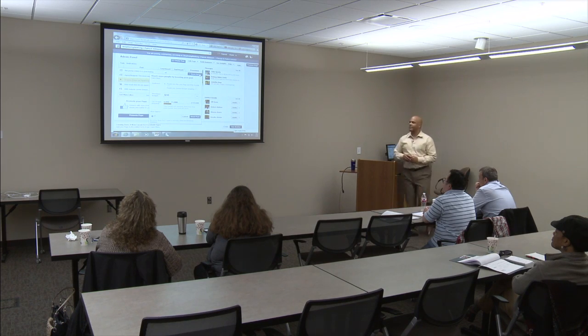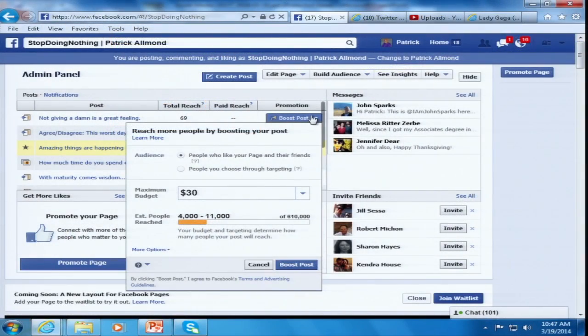I click on that now, and it tells me, we'll do this for you if you give us this amount of money. So by default, it's saying, you know what, spend $30, and we estimate that we will jack it up to that many people. Somewhere between 4,000 and 11,000 people. Do not ask me how they came up with these numbers. I don't know. Facebook is magic. I don't question the magic. So I can very easily say boost post, spend $30, and they're off and running.